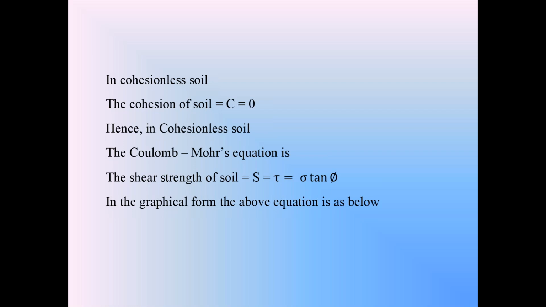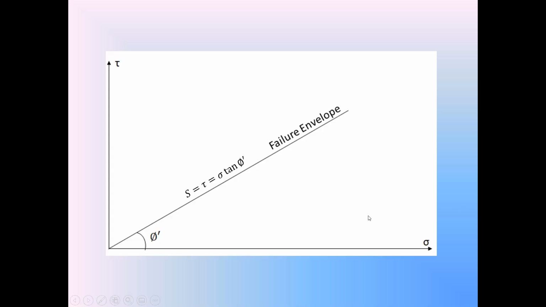So graphically, if I prepare this equation in the xy system, I will get a graph like this. This is the graph obtained from the Mohr-Coulomb equation for cohesionless soils: S is equal to tau is equal to sigma tan phi. Here normal stress is taken on the x-axis and shear stress on the y-axis. According to this equation, the graph is a straight line passing through the origin, because this equation is in y is equal to mx form. Y is shear stress tau, x is normal stress sigma, and m is tan phi dash.